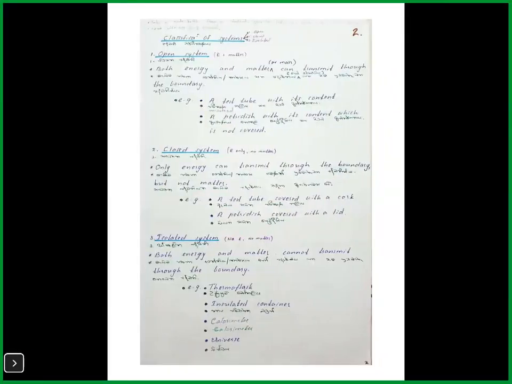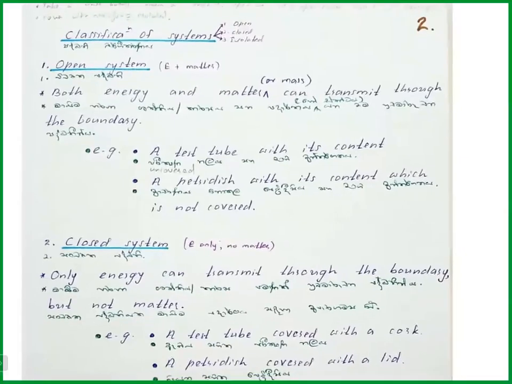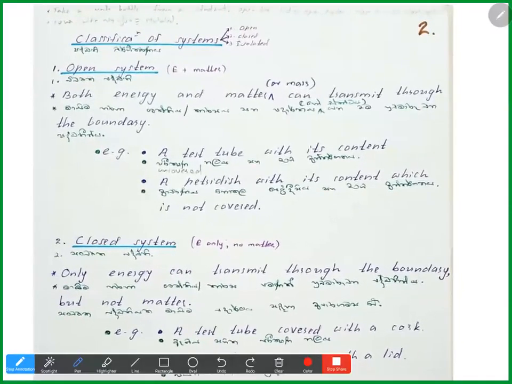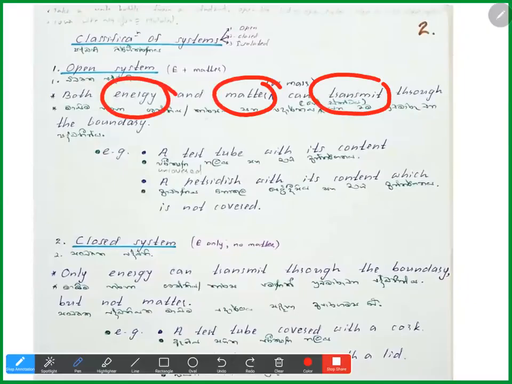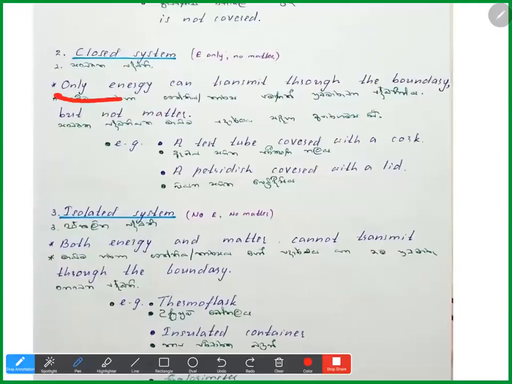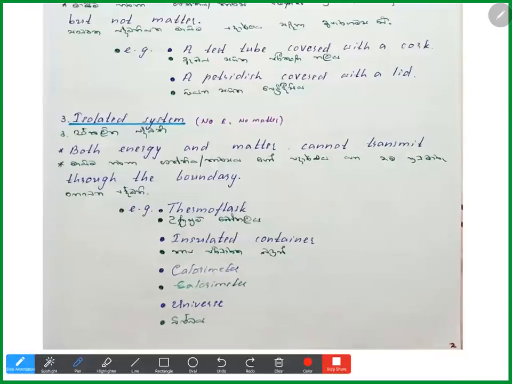Then we are talking about three different kinds of systems: open, closed, and isolated. In an open system, both energy and matter can be transmitted. In a closed system, only energy can be transmitted, but not matter. In an isolated system, neither energy nor matter can be transmitted.